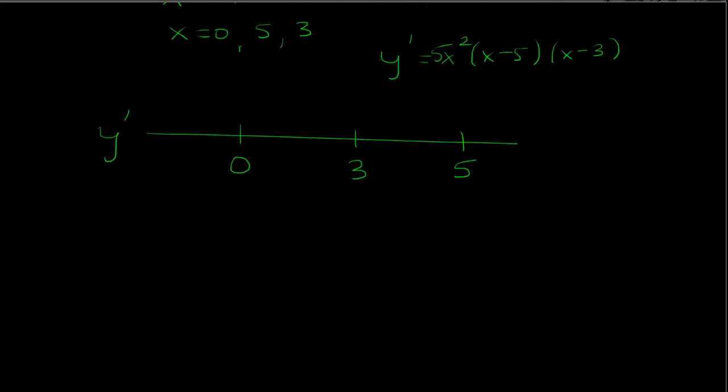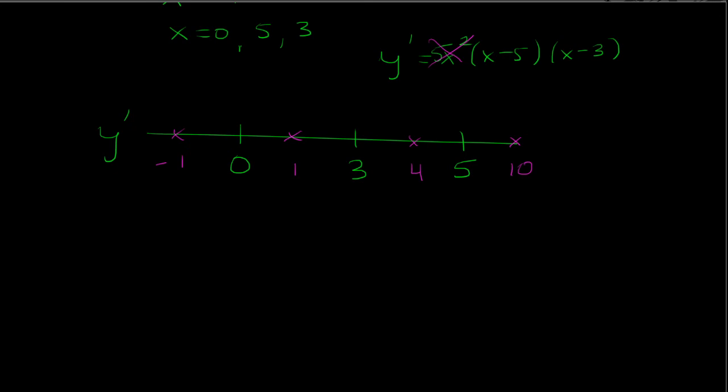So this is how simple it is. Pick a point less than 0, say -1. How about between 0 and 3? 1. Between 3 and 5, we'll say 4. Between 5 and infinity, just 10. So let's do -1 first. Okay, so 5x squared is always going to be positive unless you're plugging in 0, which we're not. So we can ignore the 5x squared. And now we can simplify it to just x minus 5 and x minus 3.